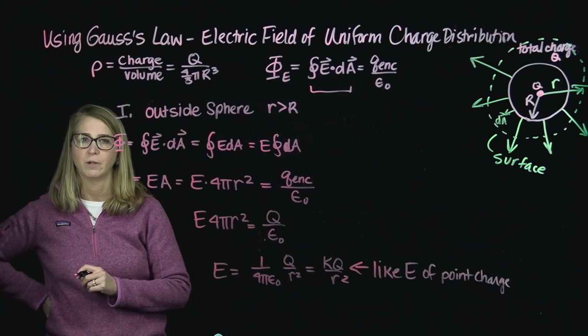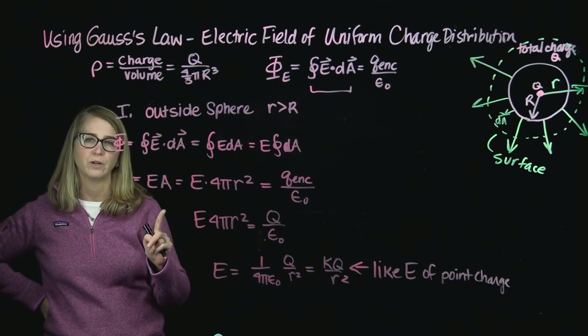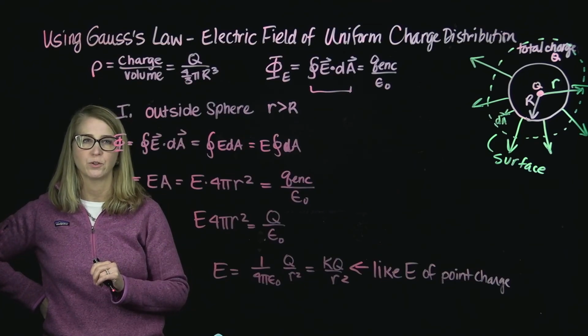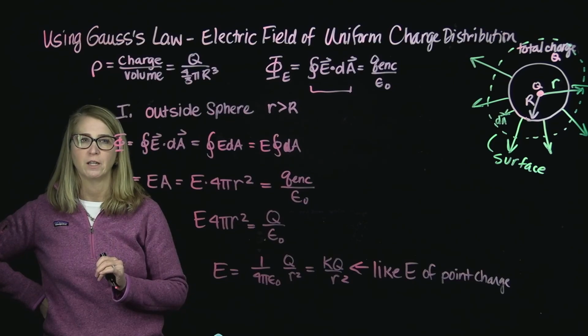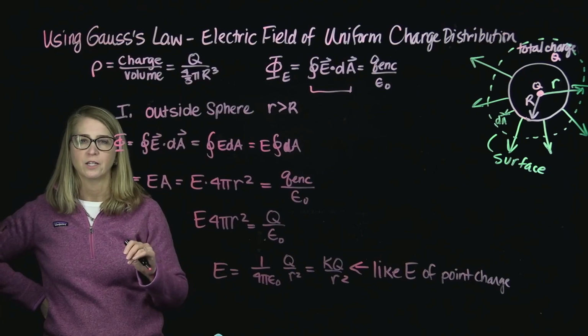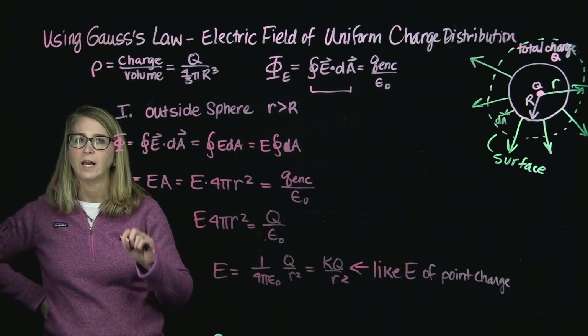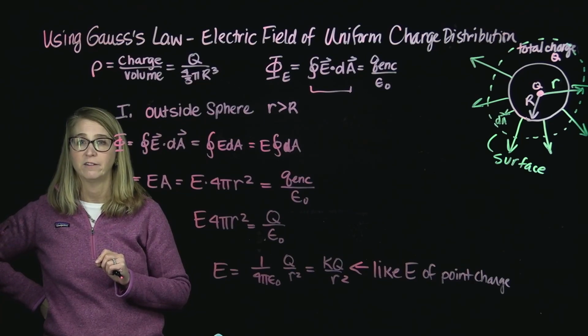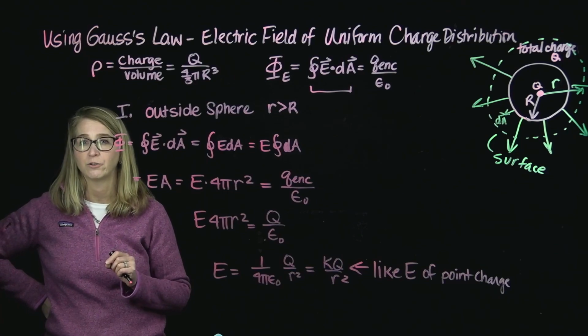That's something to remember. So this was part 1 of using Gauss's law to figure out the electric field of this charge distribution. In the next video, we're going to look at what happens if we want to look inside of the charge. What does that electric field look like?